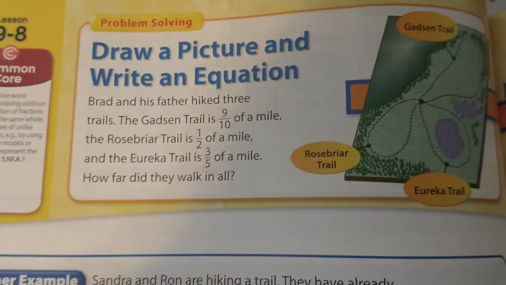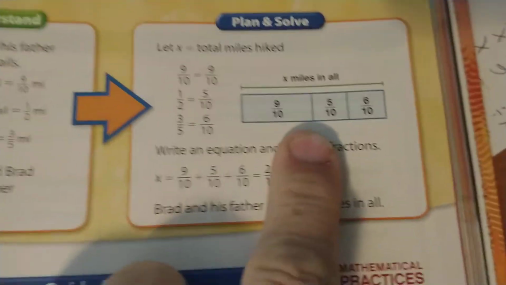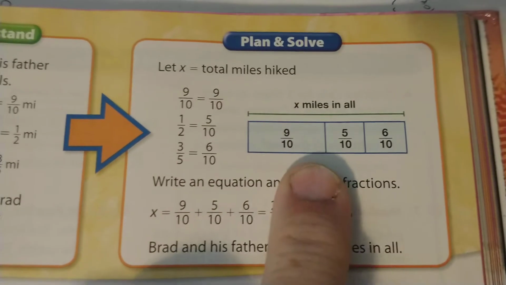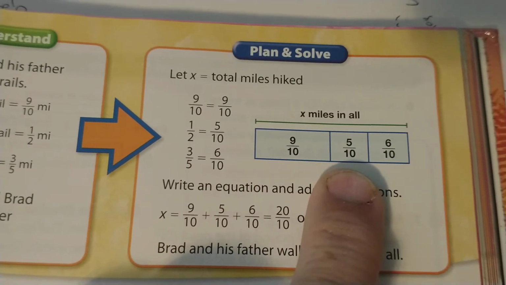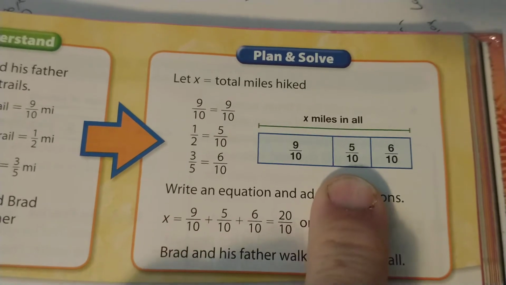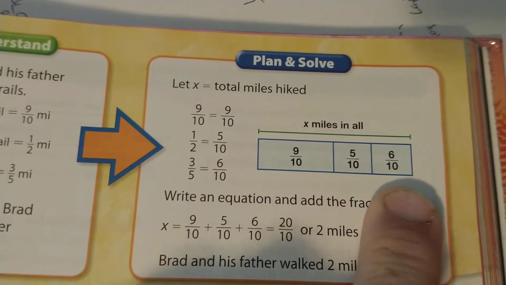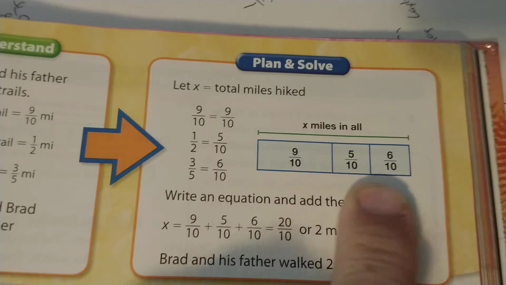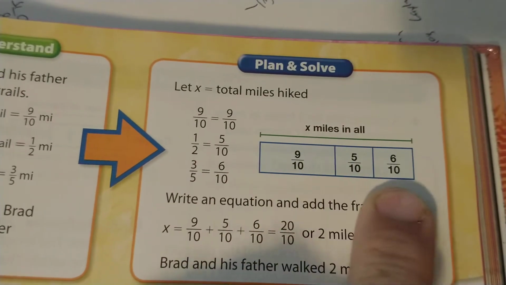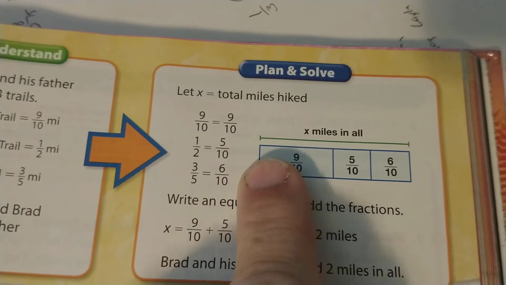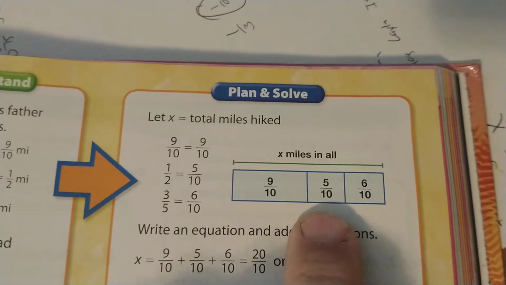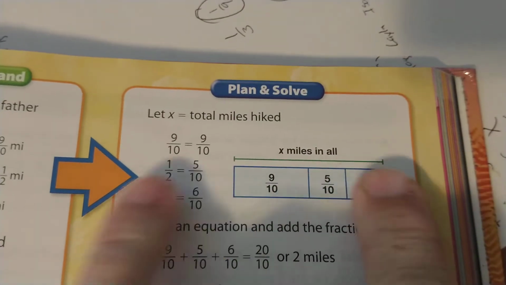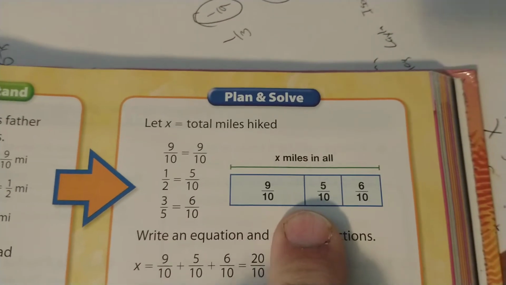So what they want you to do is draw a picture. And by a picture, they mean a math picture, which is pretty lame, like this one right here. So the first trail was 9/10, the second trail was 1/2, they switched it over to 5/10. The third trail was 3/5, and they switched that to 6/10. You don't need to put it in common denominators just yet. And then how far did they hike in all? It's the whole thing. So they're saying here's a part, here's a part, here's a part. This is the whole thing. This is their math picture.